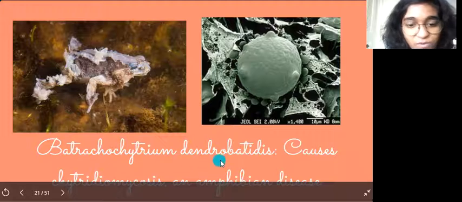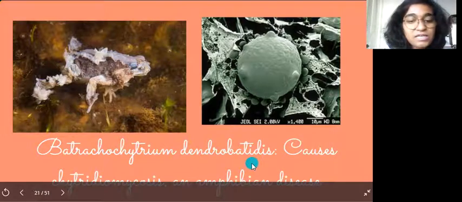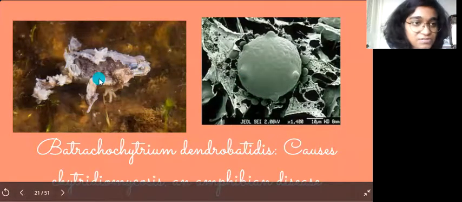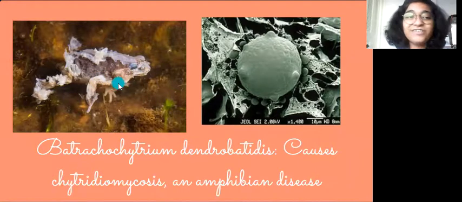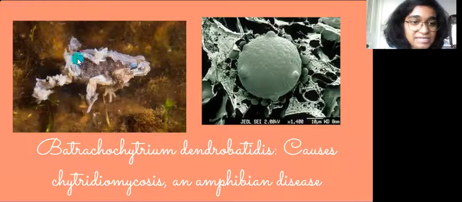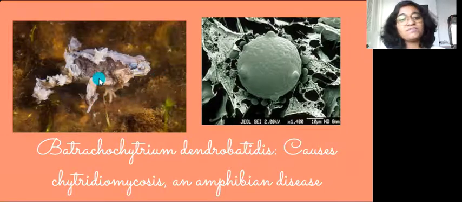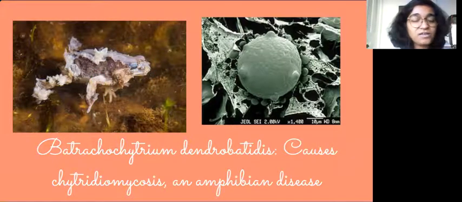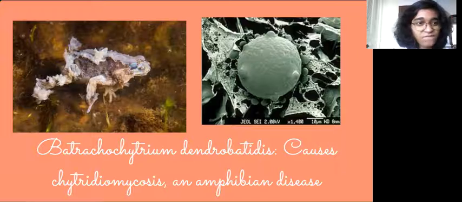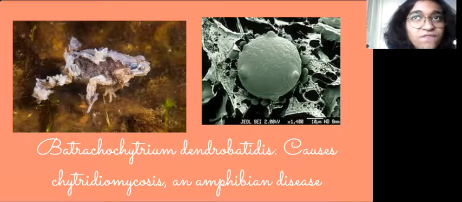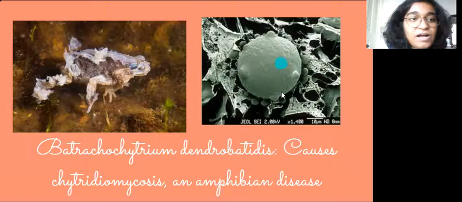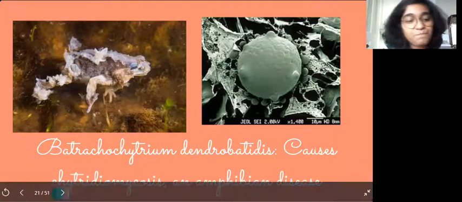Batrachochytrium dendrobatidis. This causes the amphibian disease. This frog over here is dead, and this specific fungus killed this frog. So you can see all the white scales that are coming from this frog, it's because of the fungus that caused this disease. There are different cases where this fungus has wiped out a whole pond of fish, a whole pond of frogs, if this fungus comes in contact with an aquatic body.